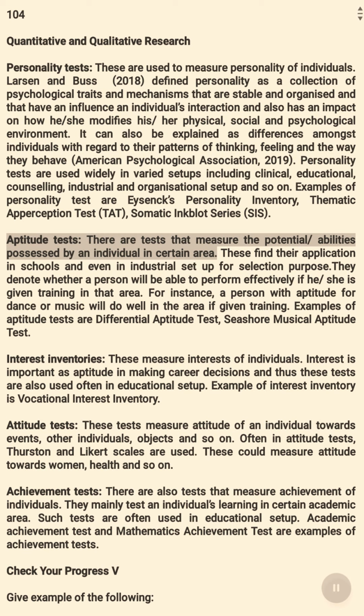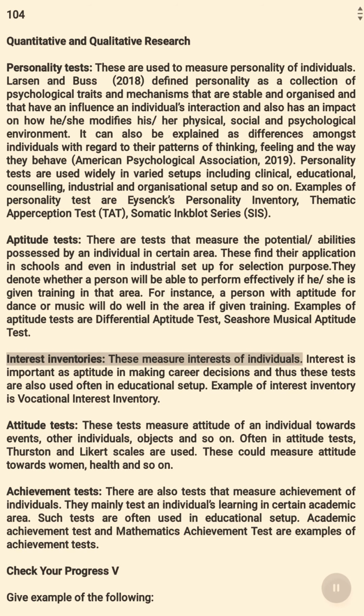Aptitude tests. These are tests that measure the potential abilities possessed by an individual in certain area. These find their application in schools and even in industrial setup for selection purpose. They denote whether a person will be able to perform effectively if she is given training in that area. For instance, a person with aptitude for dance or music will do well in the area if given training. Examples of aptitude tests are Differential Aptitude Test, Seashore Musical Aptitude Test.